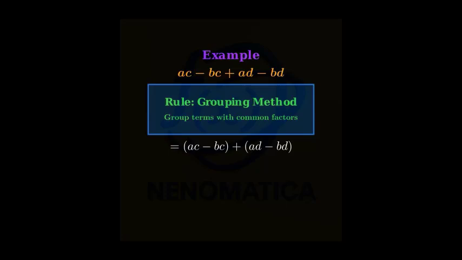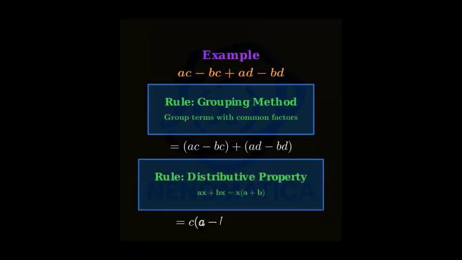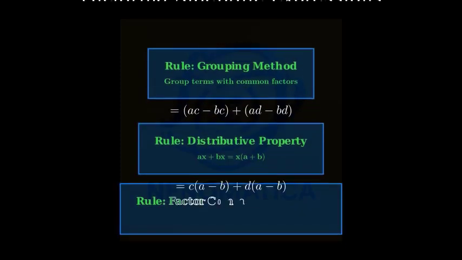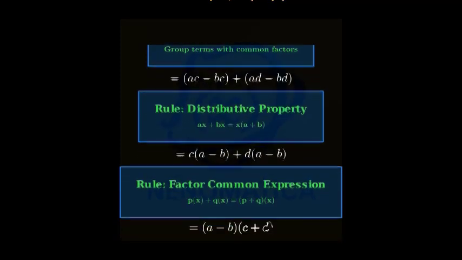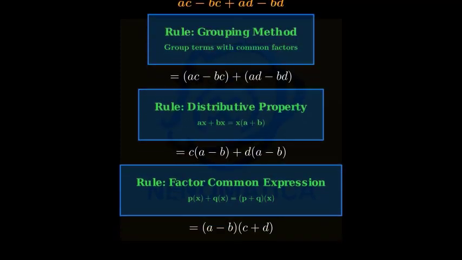Now, in the first grouping, we can factor out a common C, and in the second grouping, we can factor out a common D. Notice that we now have a common factor of A minus B in both terms. Using the distributive property again, we can factor out this common expression A minus B. So our final factored form is (A minus B) times the quantity (C plus D).